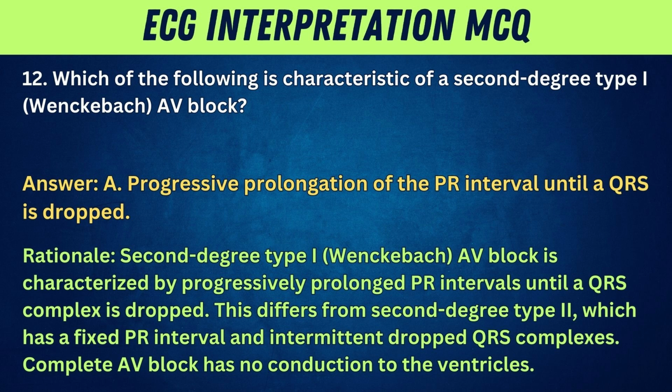This differs from second-degree type 2, which has a fixed PR interval and intermittent dropped QRS complexes. Complete AV block has no conduction to the ventricles.